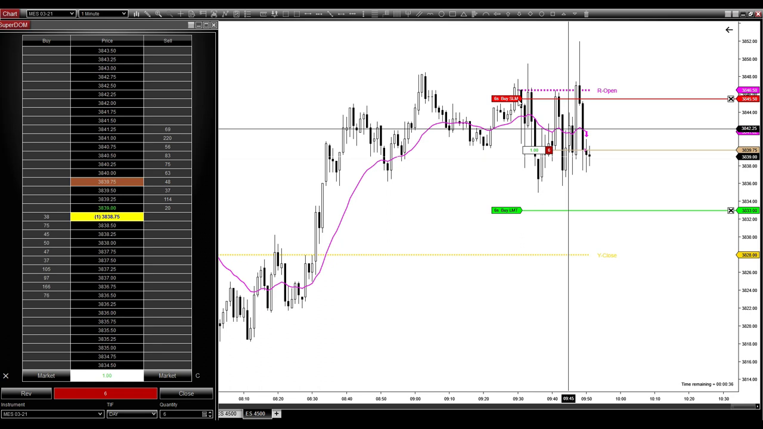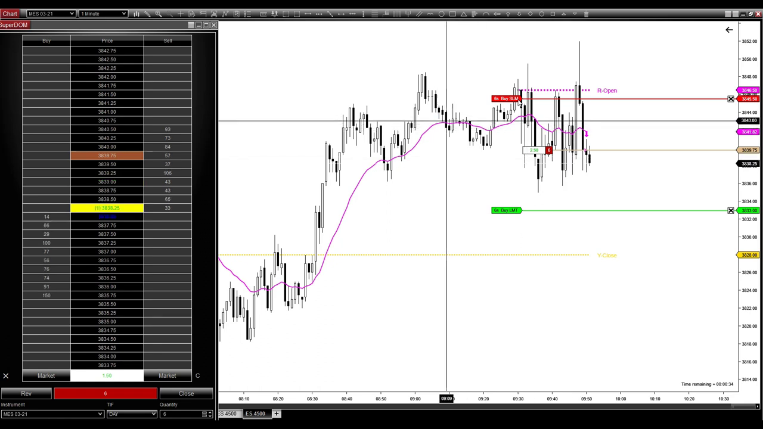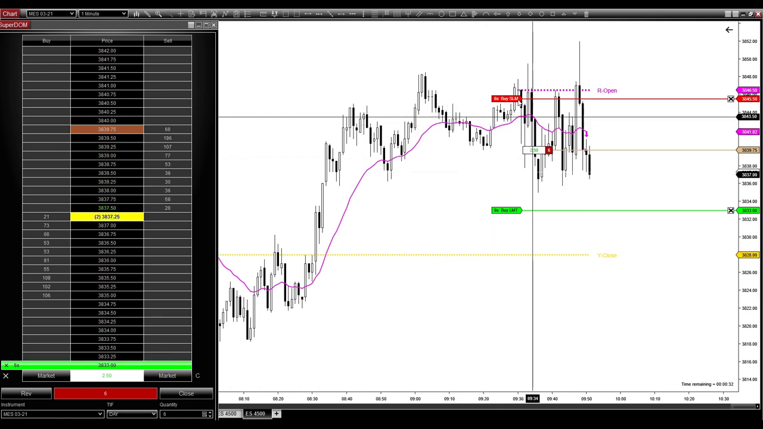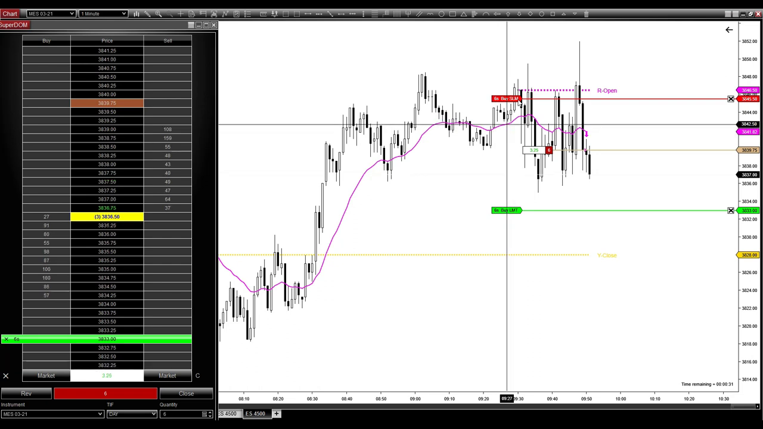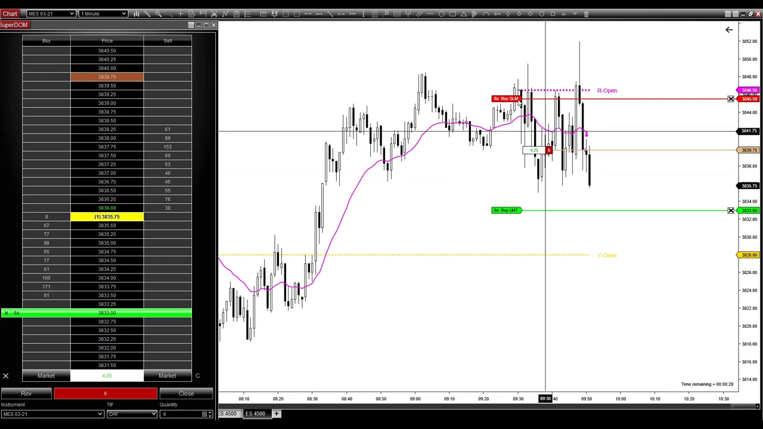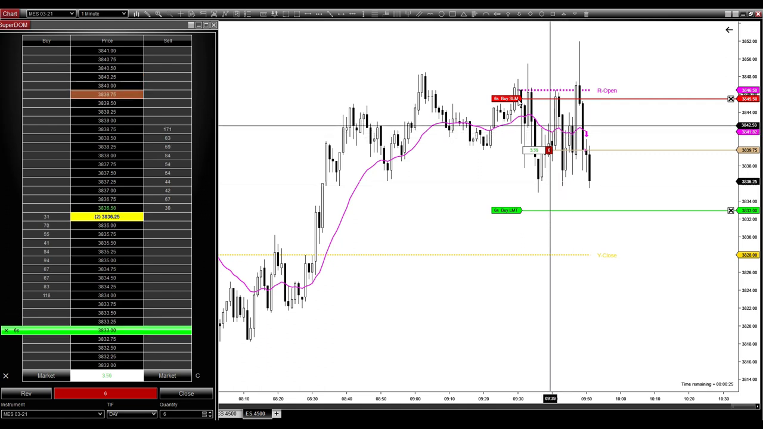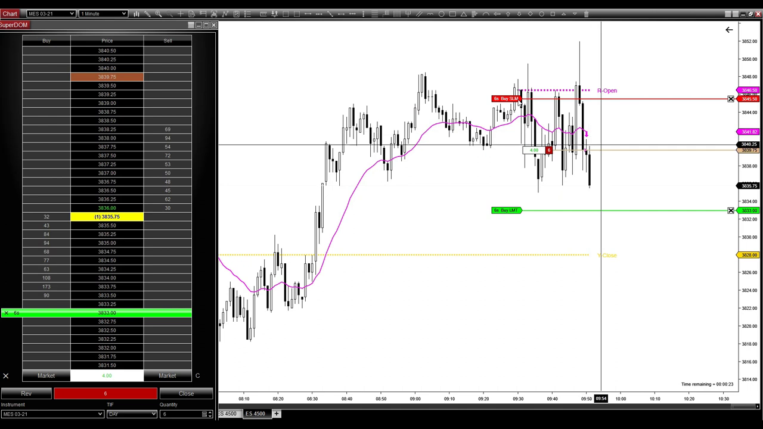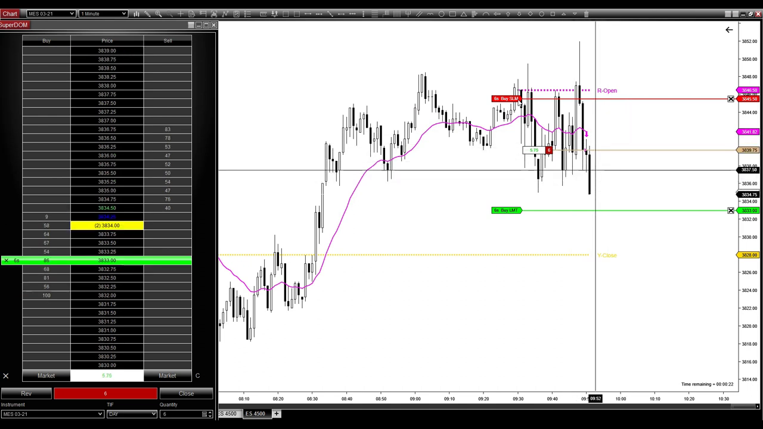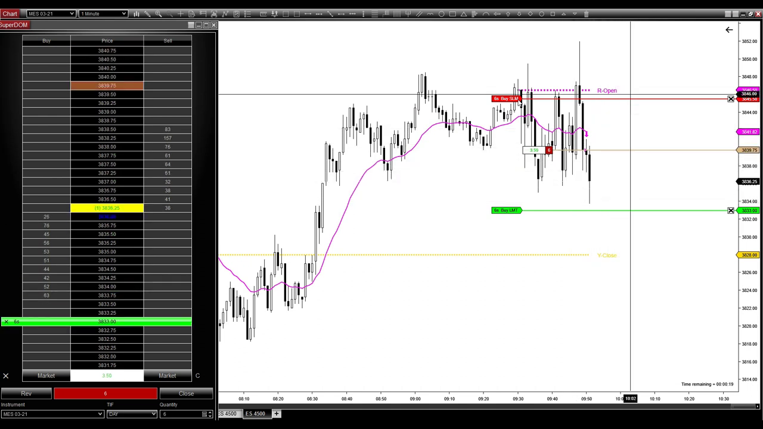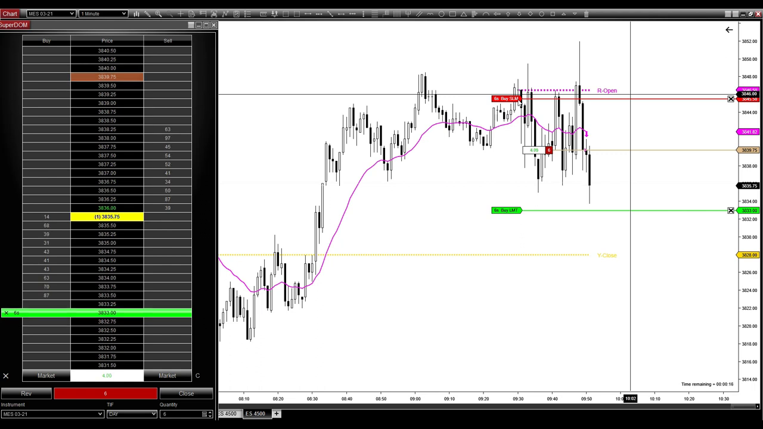We are under our EMA, but my only caution, or the only thing that I'm not that big of a fan of right here, is this EMA. It currently is flat here at the moment. Ideally, I do like to see my EMAs with some sort of slope, either positive or negative. But for the time being, it does look like this is working out. This trade might end up being an extremely fast trade.